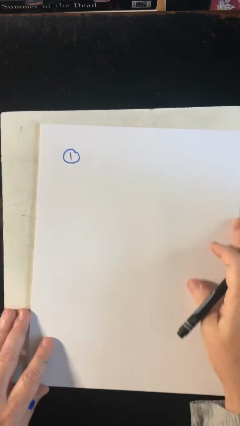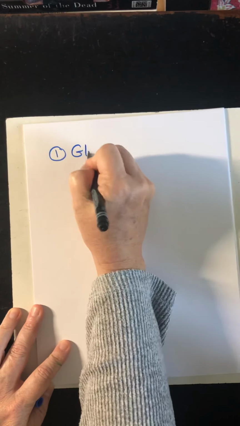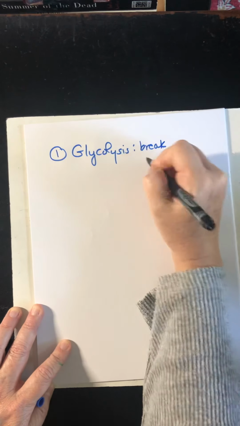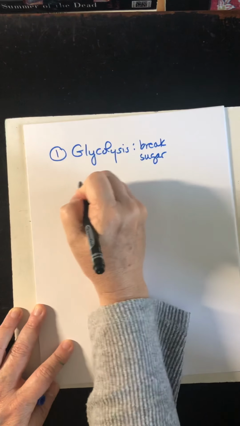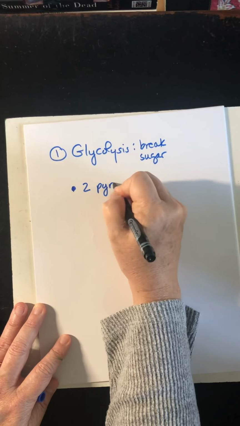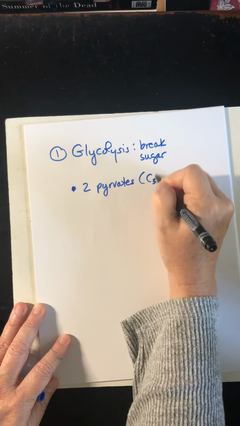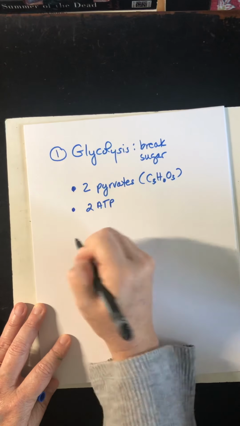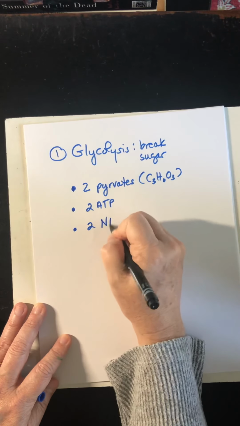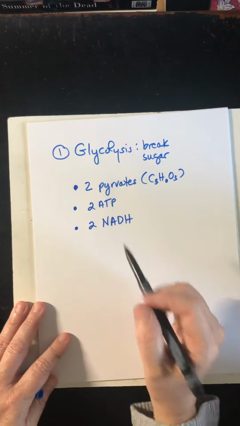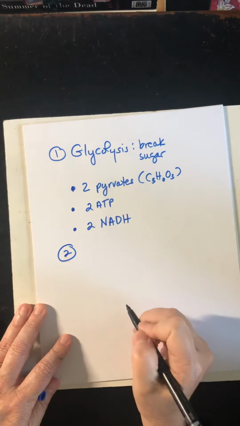So the breakdown is step 1, make sure you can see that, okay. We have glycolysis. All right, so this is break sugar. So here are the products. You get 2 pyruvates, which are C3H6O3. You get 2 ATP, and you get 2 NADH, okay? So that is what happens during glycolysis. All right, now step 2 happens.